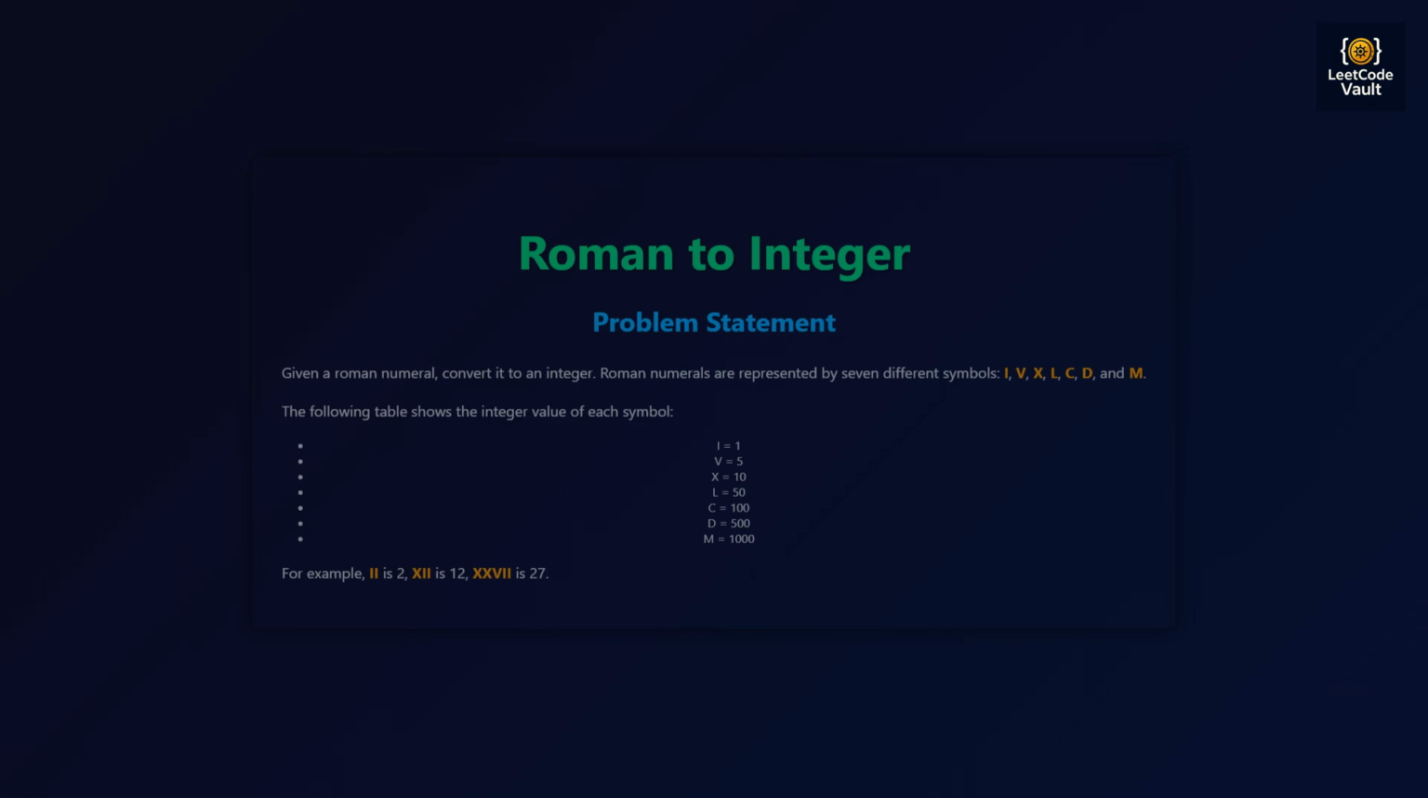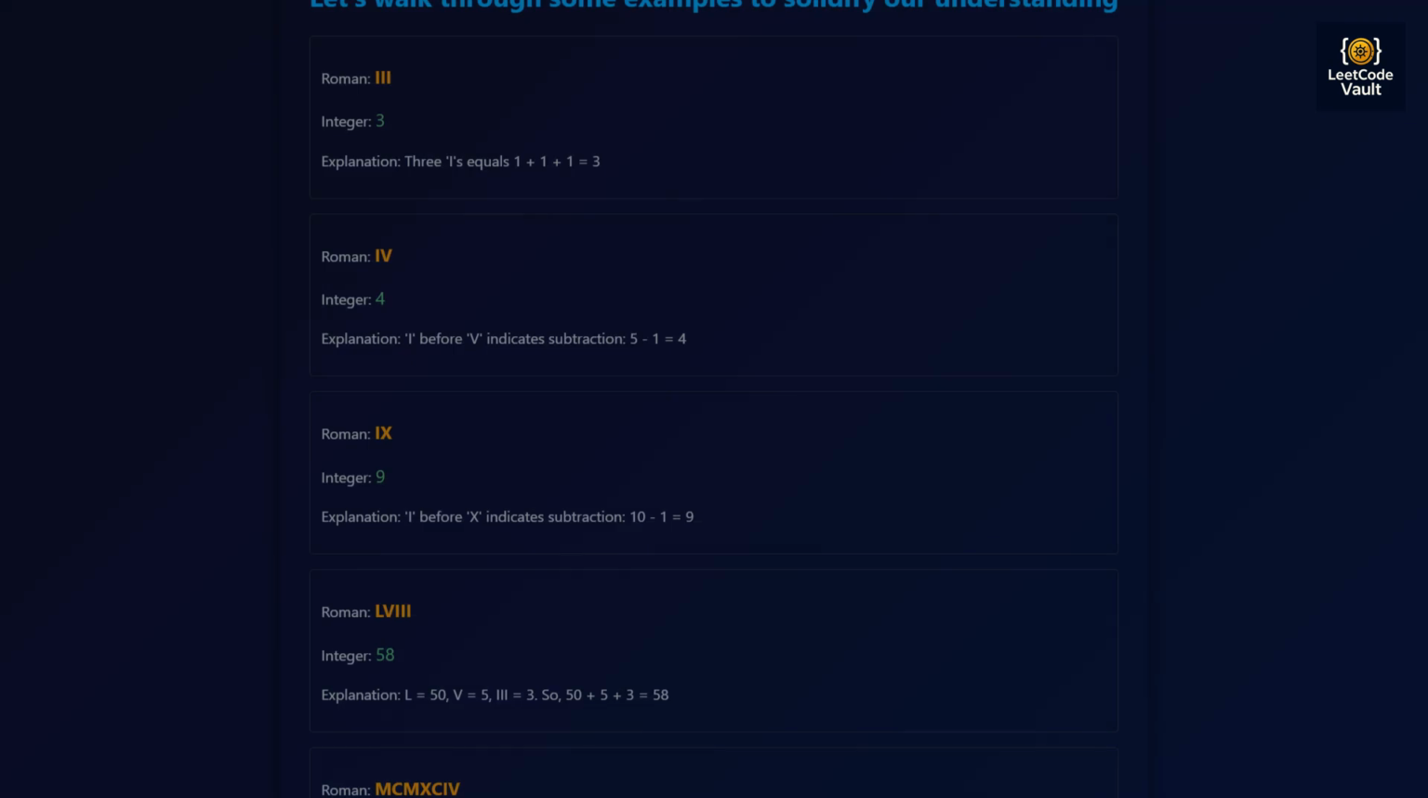Seems straightforward, right? But there's a bit of a twist. Roman numerals use subtractive notation. For instance, IV is 4, not 6, because the I is subtracted from the V. Similarly, IX is 9, XL is 40, XC is 90, CD is 400, and CM is 900. We'll explore how to handle these subtractive cases efficiently. So, buckle up, let's dive into this fascinating problem and master its solution together.